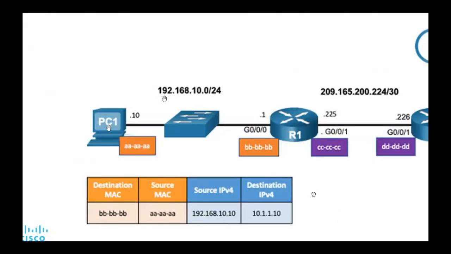So again, if my PC1 is .10, this is actually expressed in a different way. So the whole network is this network ID, like we worked out just before. But this one's .10 on that network, meaning 192.168.10.10, and this is .1, which is the gateway for this network. So the gateway is 192.168.10.1. Okay, this is just expressed a little bit differently.